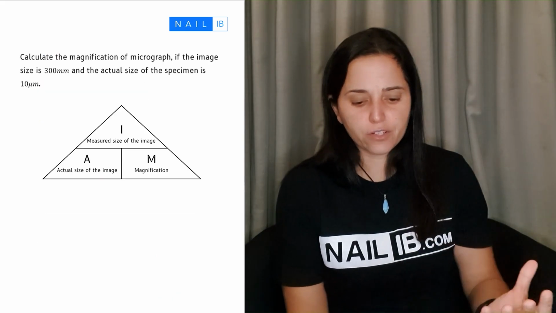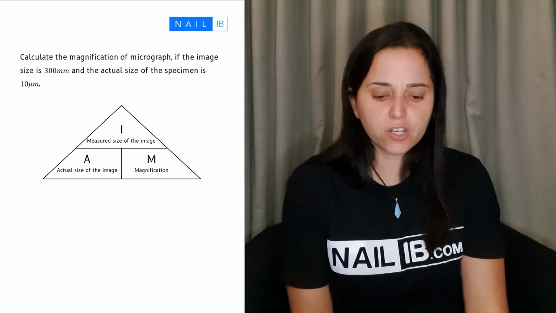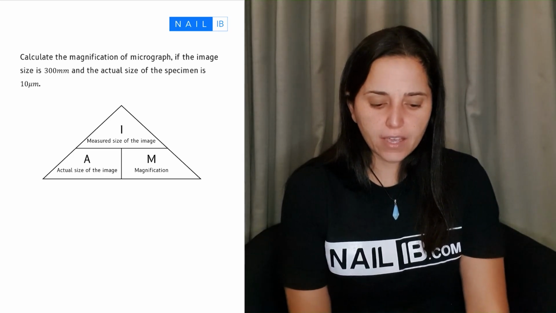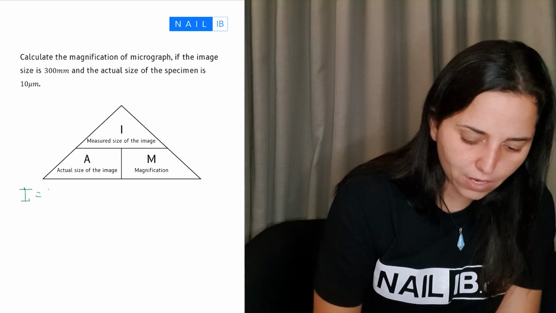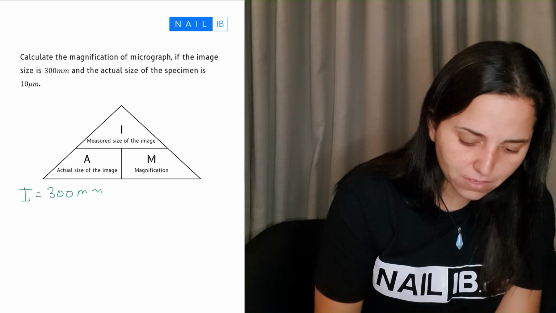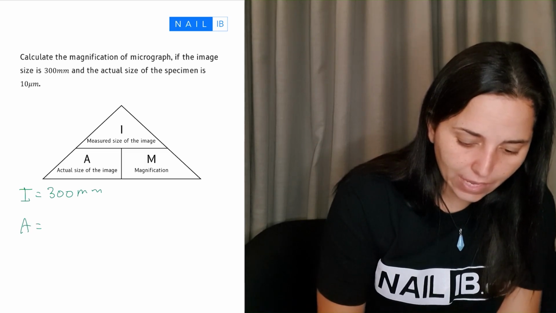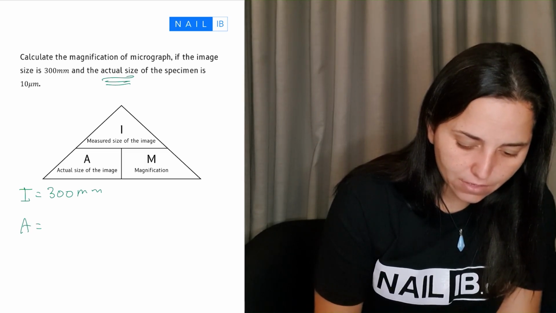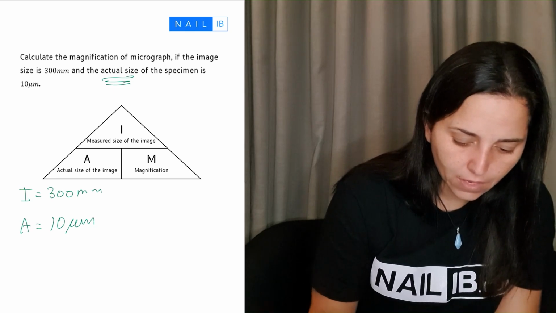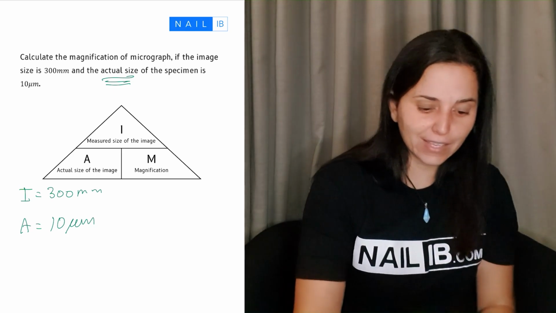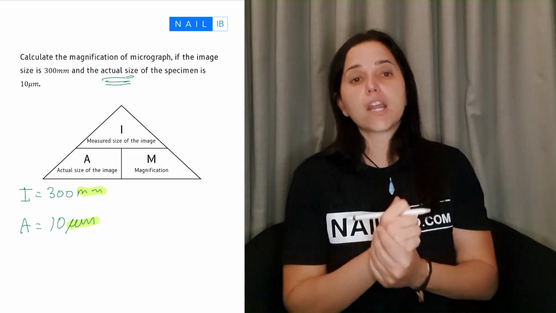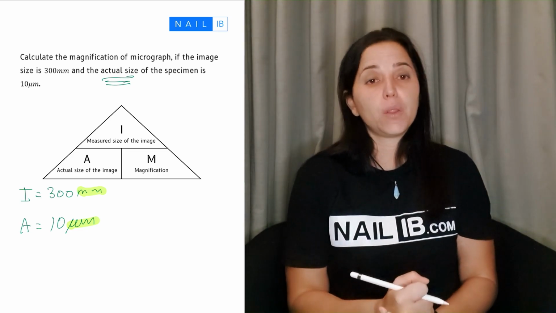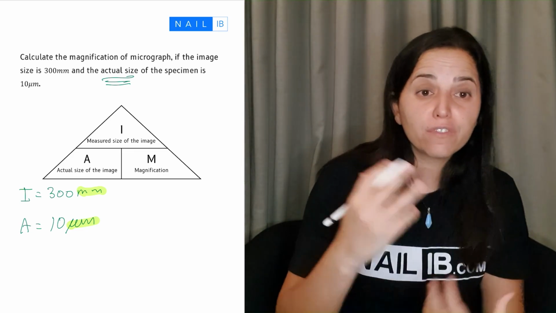So let's look at the first one right here where it says calculate the magnification of micrograph. If the image size is 300 millimeters, that means the image right here is 300 millimeters. And the actual size of the specimen, which is A, again, you see the words actual size, that is 10 micrometers. Now you see those two, they're not in the same unit. They have to be in the same unit. You cannot make the calculation with them like that. Otherwise, you get points off. Or you don't even get the point.